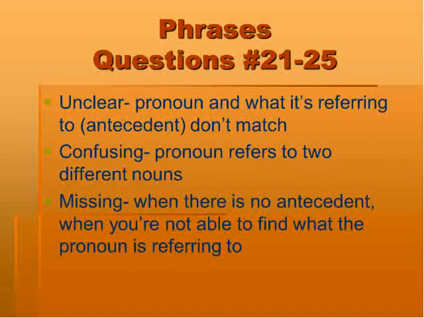On the paper? On your questions. On your test. Oh, the questions on your test. 21 to 25 is going to say, read the sentence. Is it unclear? Is it confusing? Or is it missing? And you're going to choose from these 3 options. Okay?